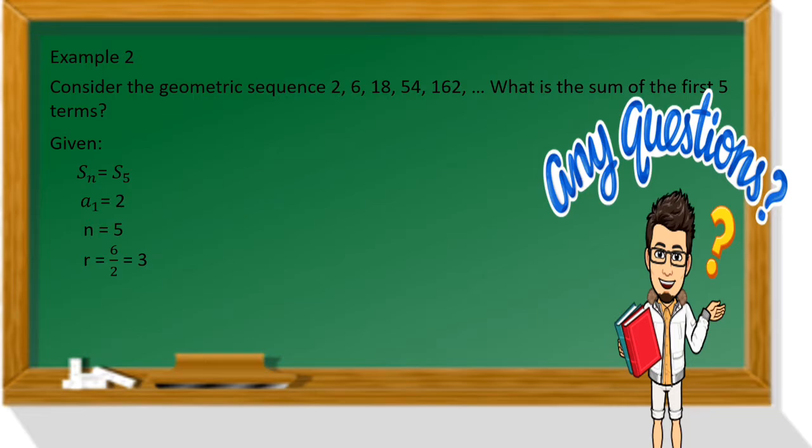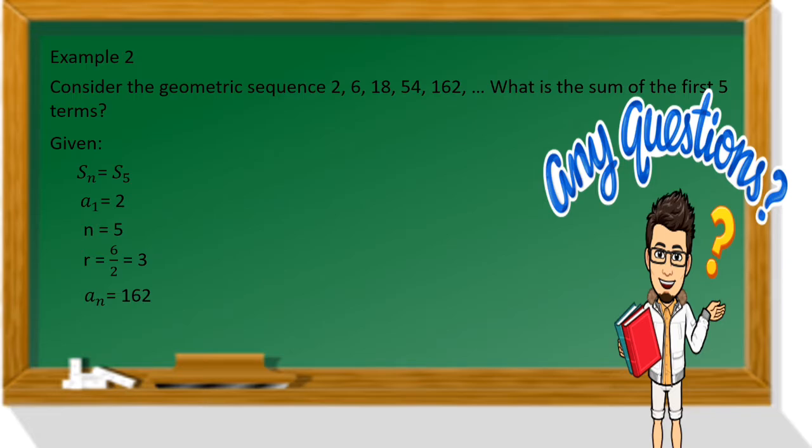R is equal to 6 divided by 2, or equal to 3, and then a sub n is equal to 162. So if you notice, our common ratio is equal to 3, so that is not equal to 1. But the last term was given, or the a sub n.